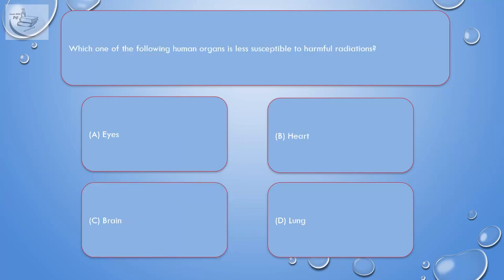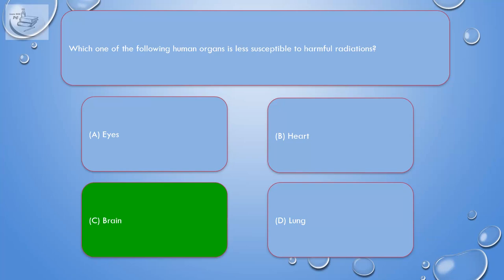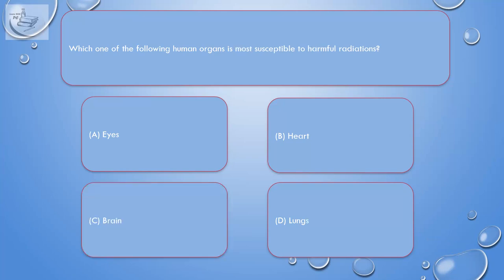Question: which one of the following human organs is less susceptible to harmful radiations? A. Eyes. B. Heart. C. Brain. D. Lung. Correct answer is C. Brain. Question: which one of the following human organs is most susceptible to harmful radiations? A. Eyes. B. Heart. C. Brain. D. Lungs. Correct answer is A. Eyes.